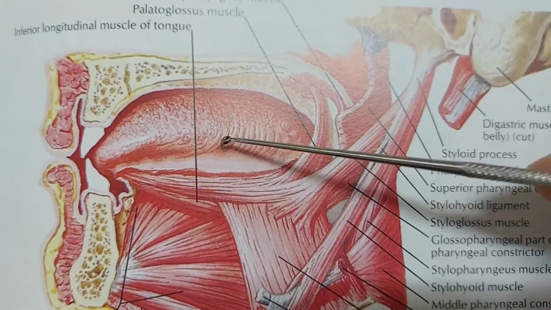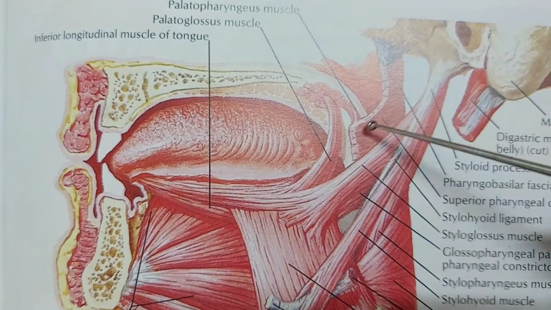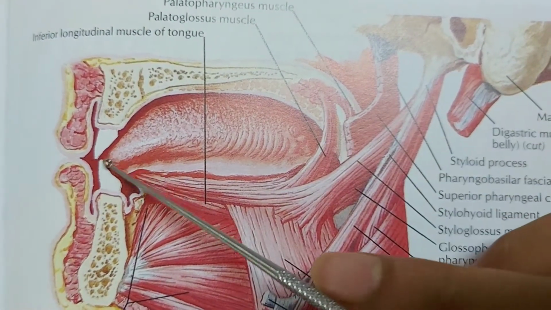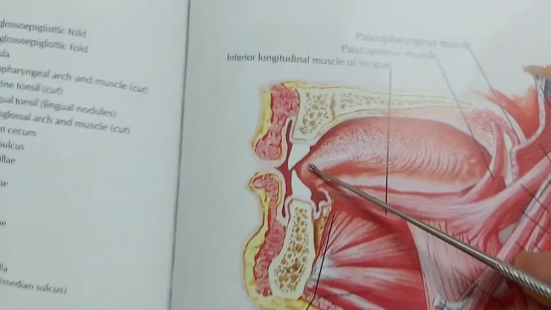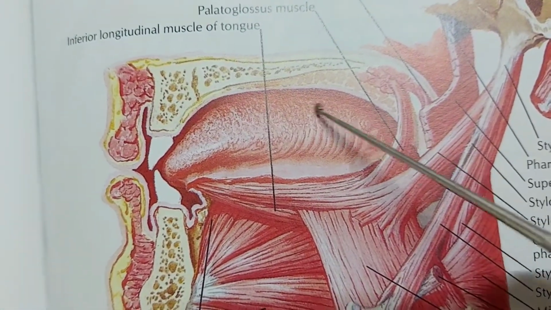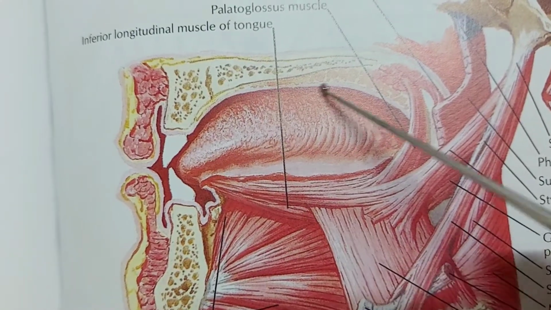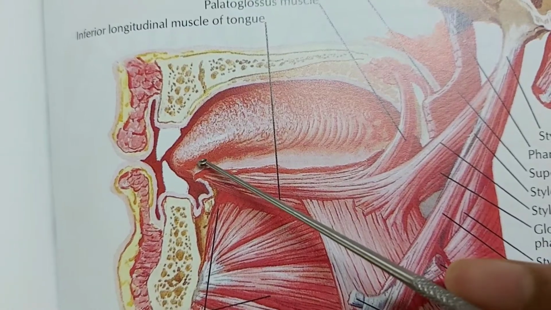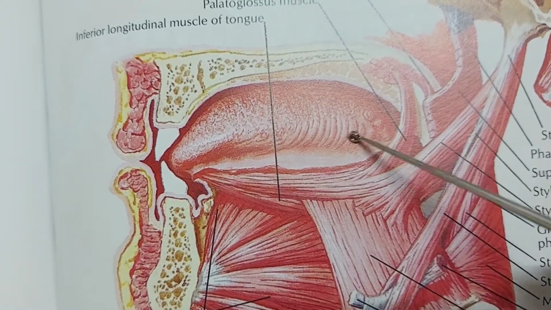Here is the tongue. This tongue has a root, body, and a tip. And this tongue has two surfaces. Here is the convex upper surface. This is known as the dorsum, and here is the inferior surface.